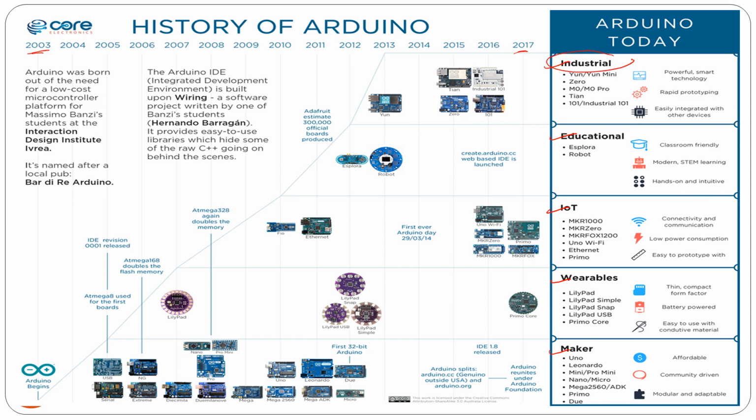For industrial use they have different boards, for educational purposes different boards, for IoT different boards, for wearable devices different boards, and for makers different boards. Basically, they design different boards and put them into different categories as per the requirement. So these are the boards available from Arduino.